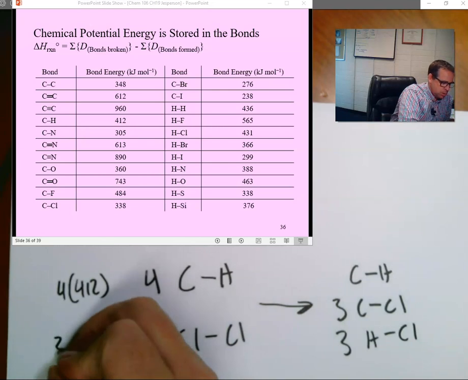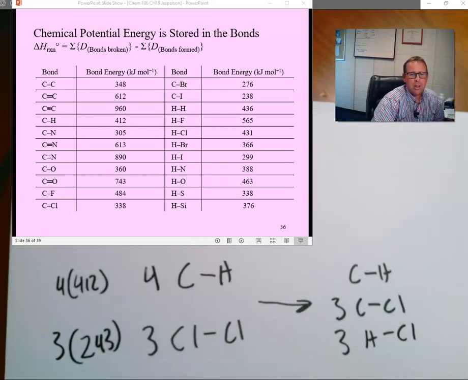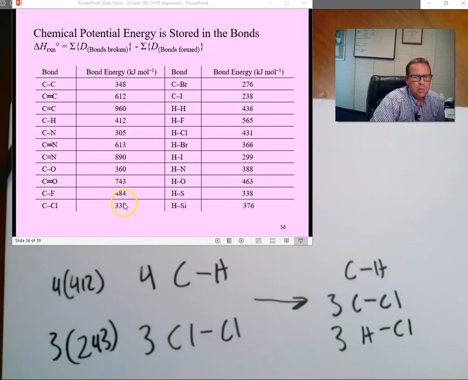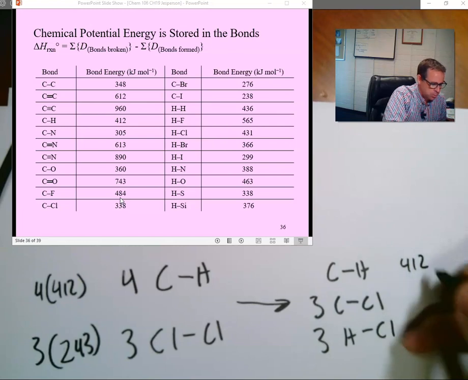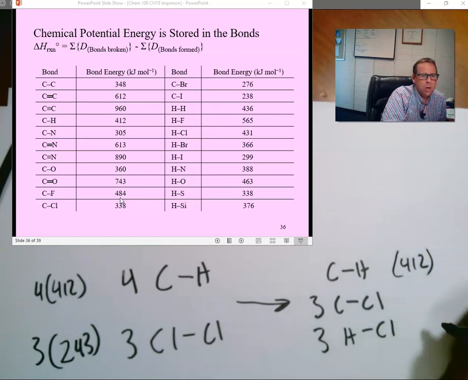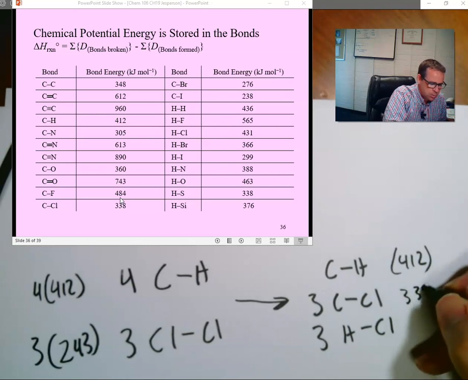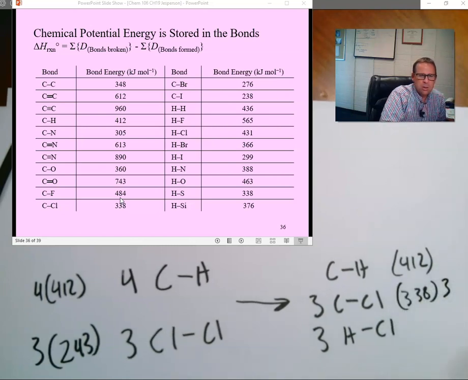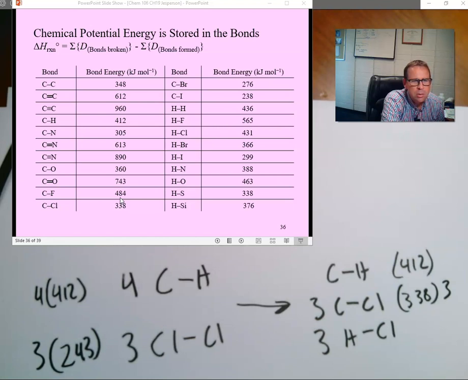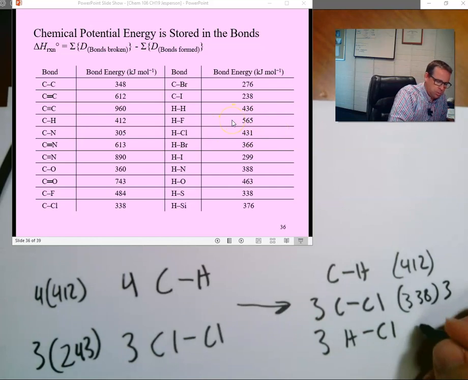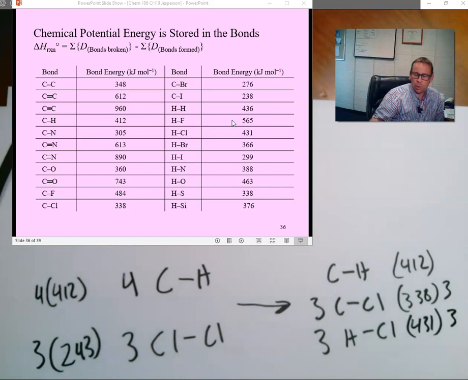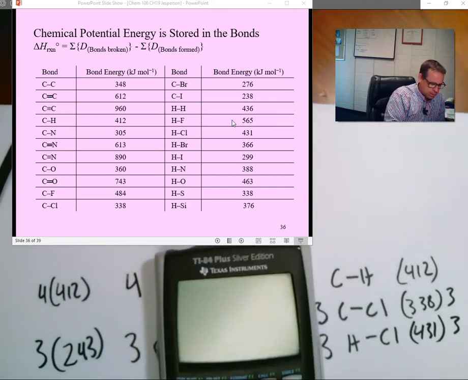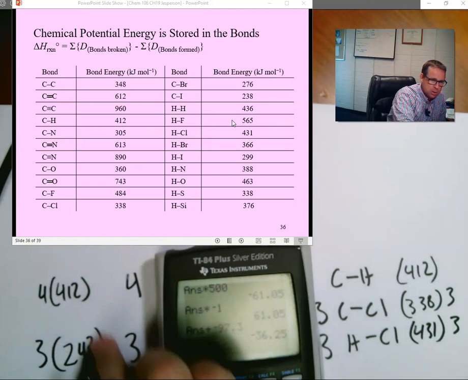243 times 3. All right, the carbon-chlorine bond, 338. Oh, here's another carbon-hydrogen bond first, 412. There's just one of those. Carbon-chlorine, 338 times 3. HCl. See HCl here, 431 times 3 also. Okay? So I take all of my bonds here and my bonds here.